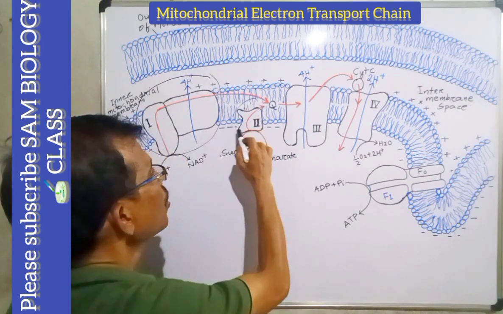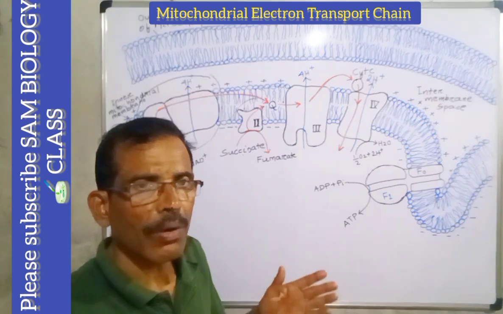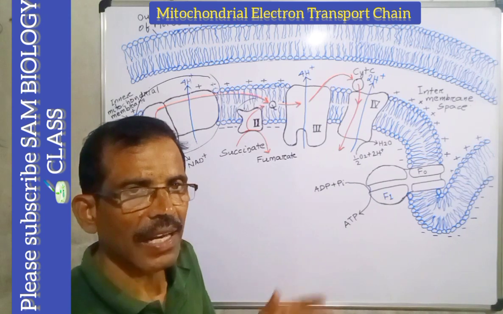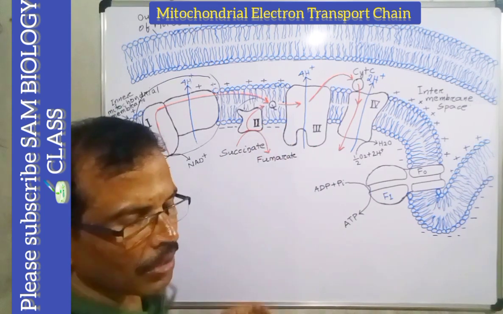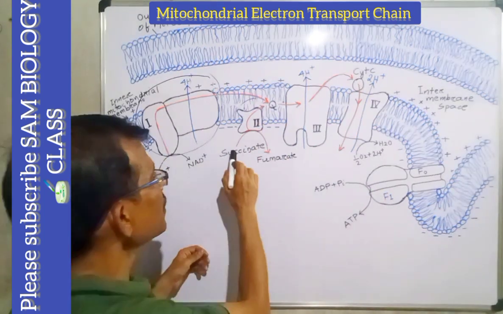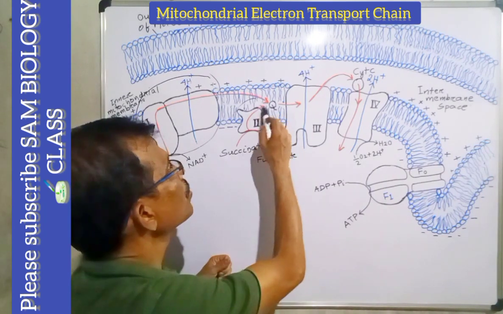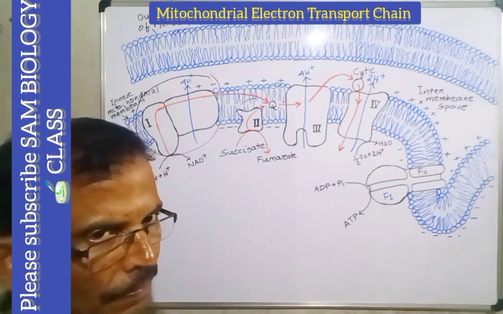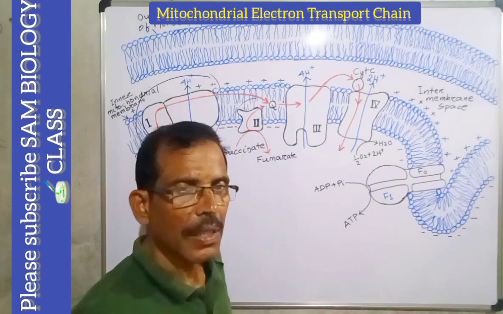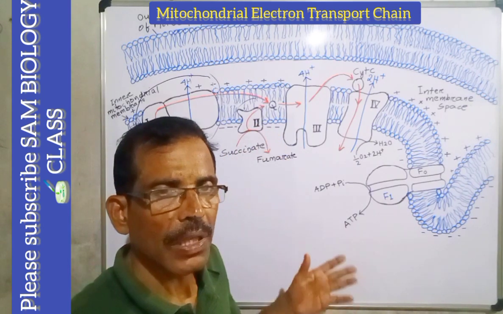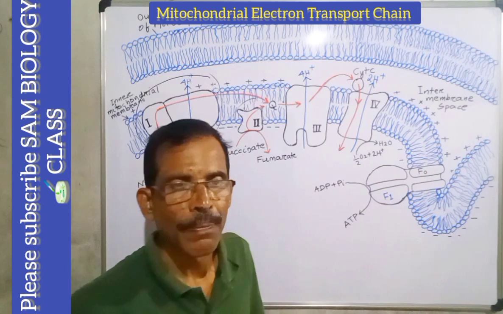complex 2, also known as succinate dehydrogenase, the only membrane-bound enzyme in the citric acid cycle, transfers electrons from succinate to ubiquinone, because of which succinate is oxidized to fumarate and at the same time ubiquinone is reduced to ubiquinol. Compared to complex 1, complex 2 is small. It contains 5 prosthetic groups of 2 types and 4 different protein subunits.